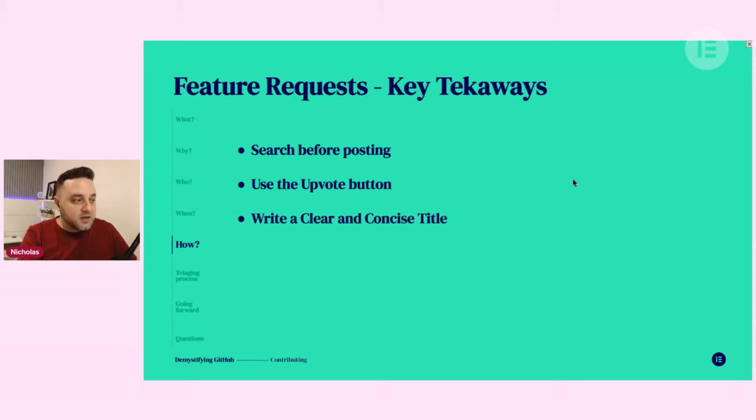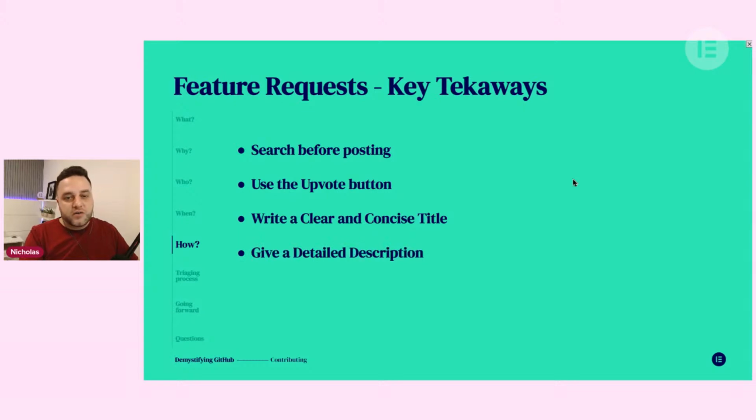Remember to write a clear, concise title. Sometimes we see titles like, I don't know, CTA. You don't know exactly what the person is requesting, and you end up not voting because of that. So having a clear and concise title helps a lot for the voting.